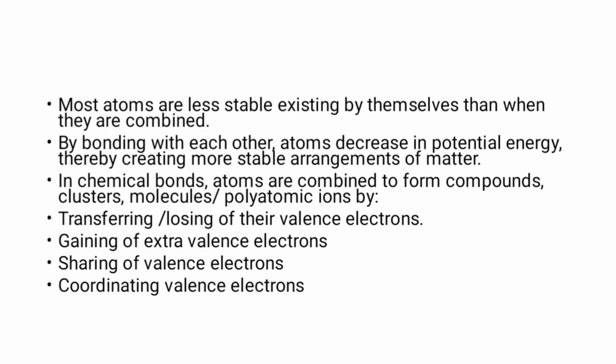Then when they undergo chemical bonding, they become very stable. So by bonding with each other, the atoms decrease their mutual potential energy. This kind of potential energy sometimes affects the stability of the substance, but during a chemical reaction, the potential energy decreases. In a chemical bond, atoms combine to form a compound, a cluster, a molecule, or a polyatomic ion.